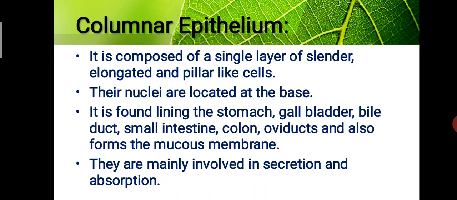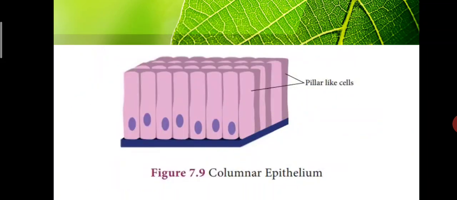It is found in the lining of the stomach, gallbladder, bile duct, small intestine, colon, oviducts, and also forms the mucous membrane. The mucous membrane is a shiny substance which has a membrane. They are mainly involved in secretion and absorption. So this is how they look. You can see the pillar-like cells here.